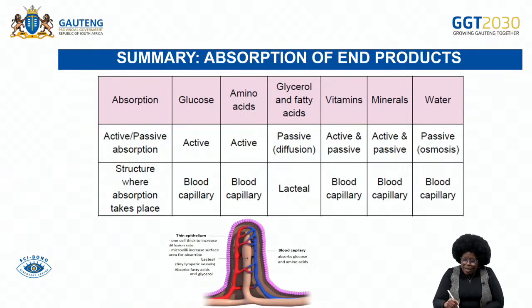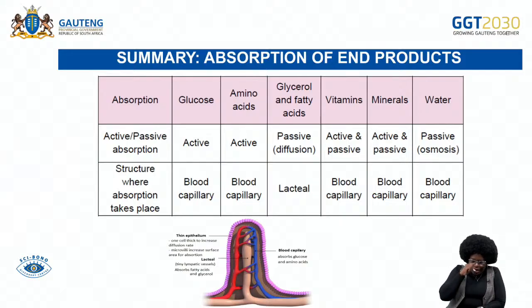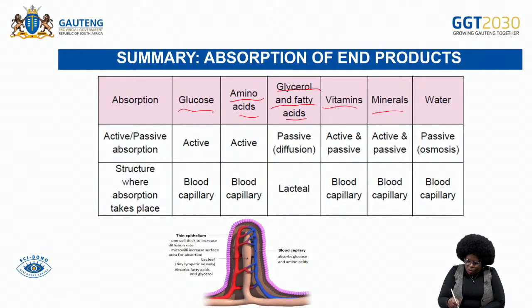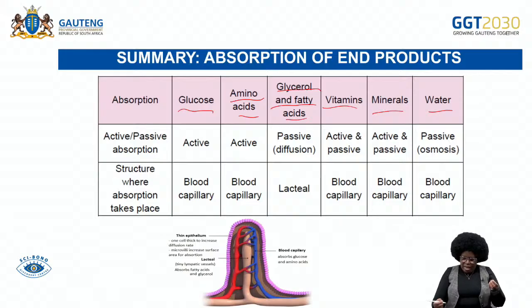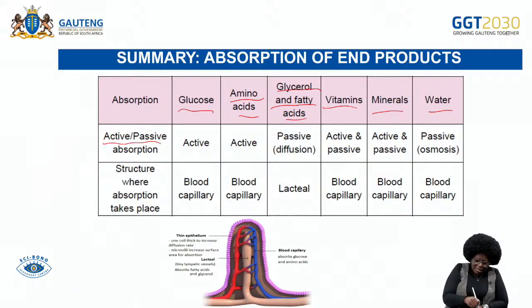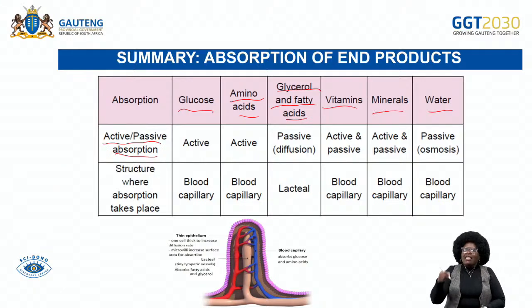This table here is showing us the different parts of the body and the types of absorption that take place. So we've got glucose digestion, we've got amino acids, we spoke about that, we've got glycerol and fatty acids, vitamins, minerals, and water. So you need to know whether it's active absorption, diffusion that is helping, osmosis, or passive absorption. You can see that we have got active and passive absorption, and for each one there is an indication of what type is taking place.